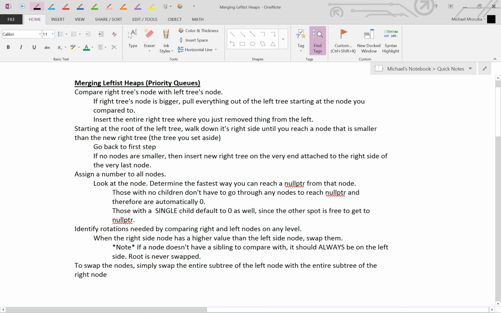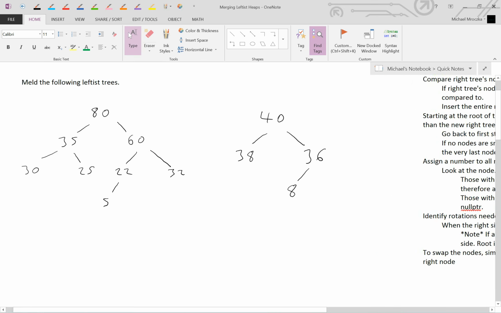Alright guys, so today we're going to be talking about merging leftist heaps. Now, this is the pseudocode for merging leftist heaps. It looks very complicated because I wrote it as shortly as I can, but there are a lot of little things in here. So you can look at the pseudocode if you want and pause and take a look at it, because those are the instructions.